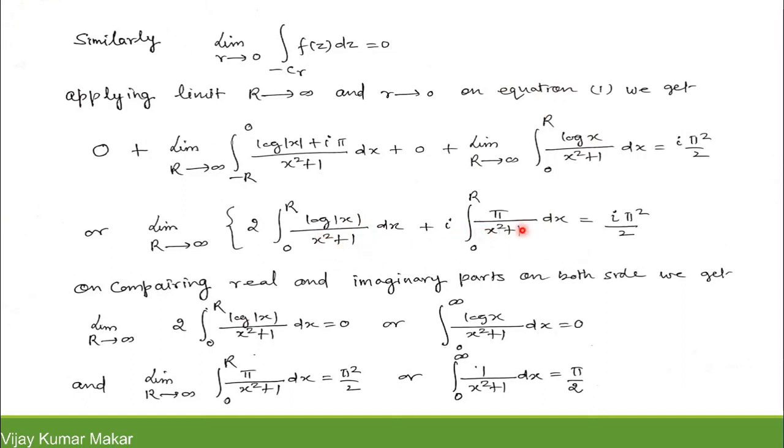Now we compare the real and imaginary parts on both sides. Equating the real part, we get the integration from 0 to infinity of log x upon x squared plus 1 dx equal to 0, and comparing the imaginary part on both sides, the integration from 0 to infinity of 1 upon 1 plus x squared dx is equal to pi by 2. So we get the value of this integration easily by contour integration.